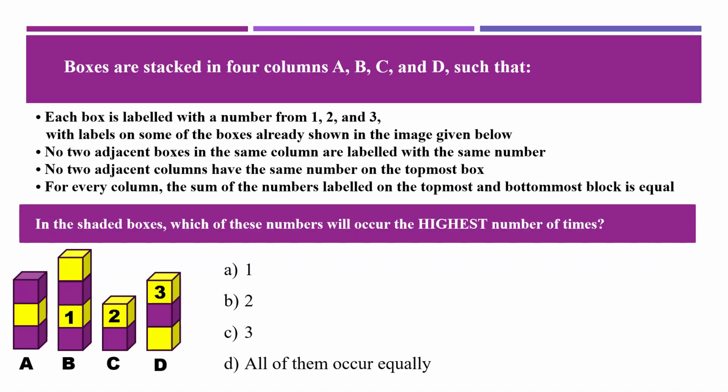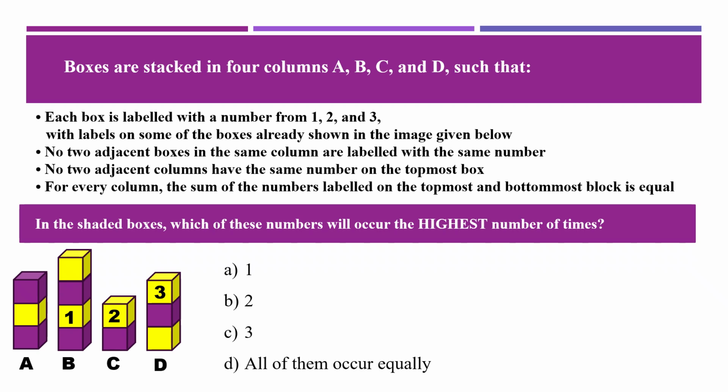For every column, the sum of the numbers labeled on the topmost and the bottommost block is equal. Okay, so the topmost and the bottommost, you add up, it should be the same in all cases. Great. In the shaded box, which of the numbers will occur the highest number of times? Shaded box, I mean to say these purple boxes. Okay, let's check what's here.